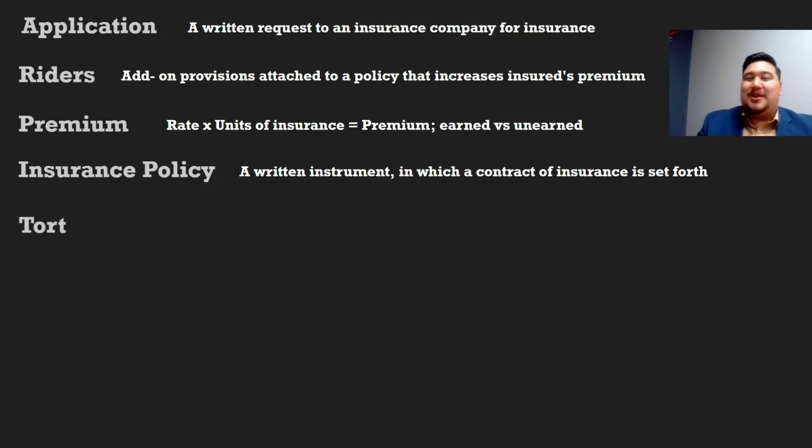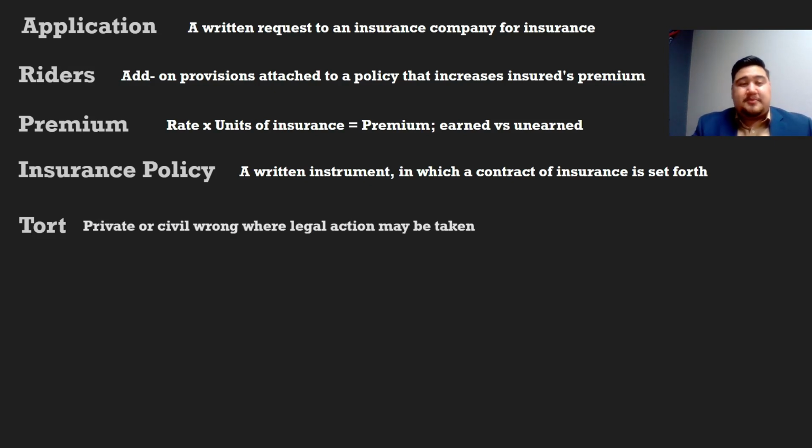So this is where we start getting into the whole real terminology when it comes to contracts. A tort is a private or civil wrong where legal action may be taken. So something basically occurs, there's a disagreement, and now most likely, an easier word to know is you're basically going to sue somebody. So this can happen one of two ways. It can either be due to intentional tort or unintentional tort.